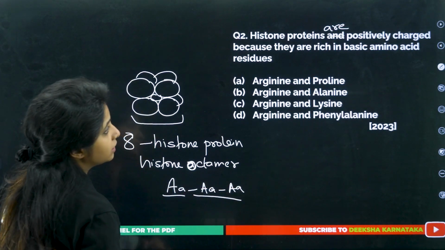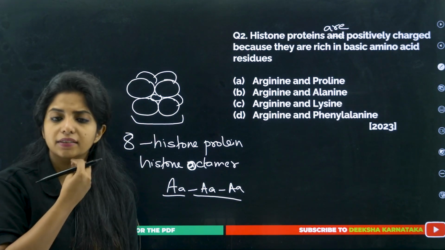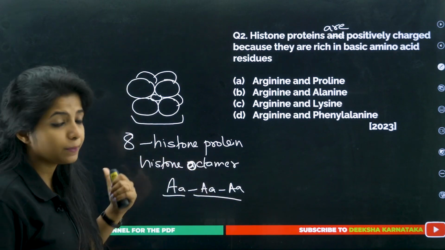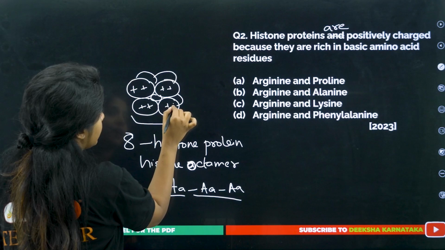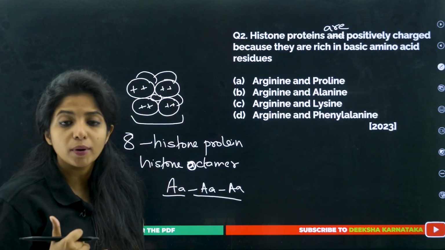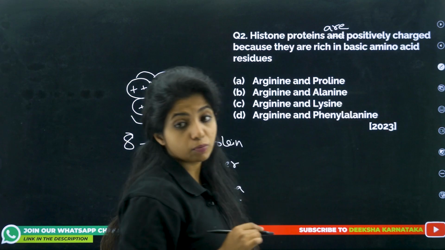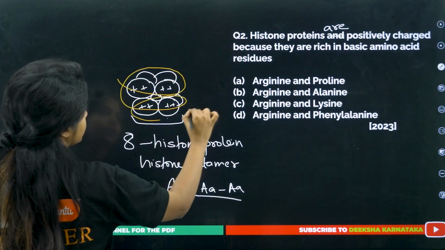And I say that this is a basic protein. So basically there should be some positively charged amino acids in there, certain positively charged amino acids which should be making up this protein. Why do I say so? Because the use of this particular protein or this particular structure is to wrap the DNA around it.